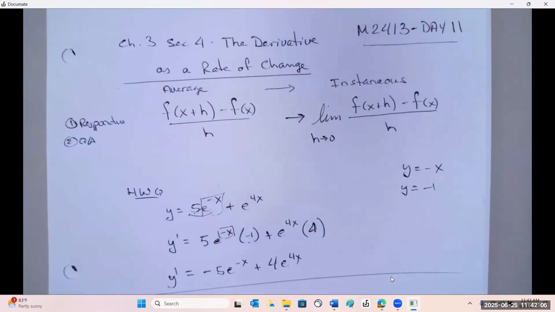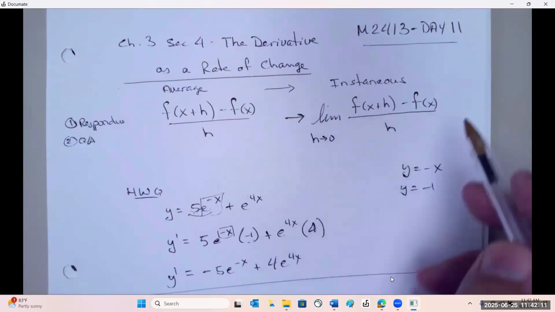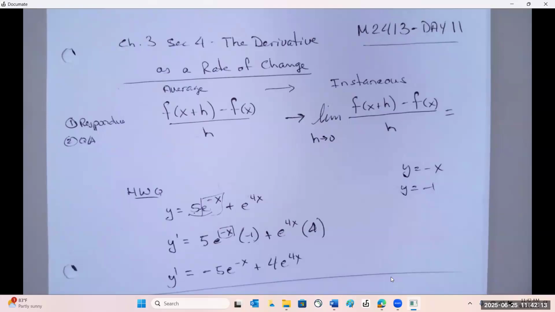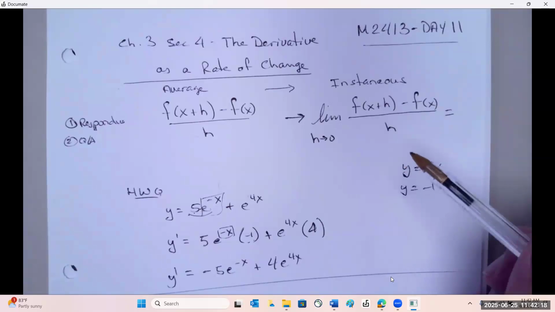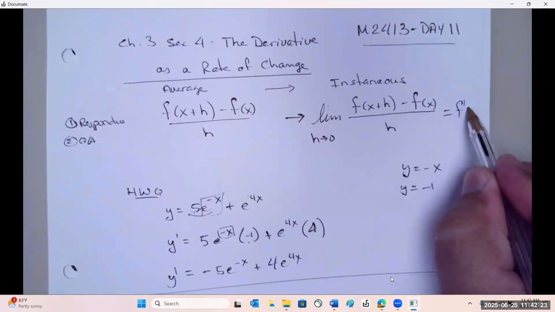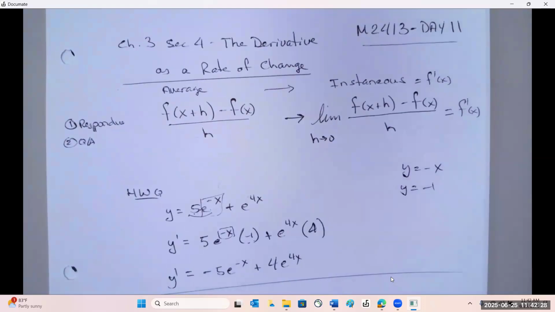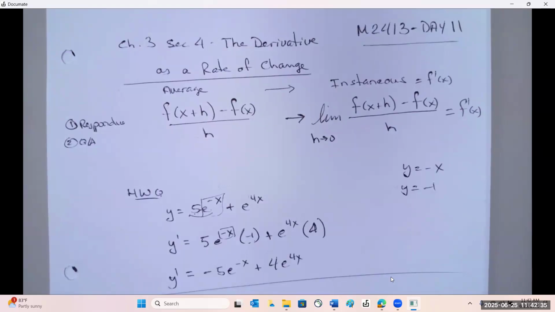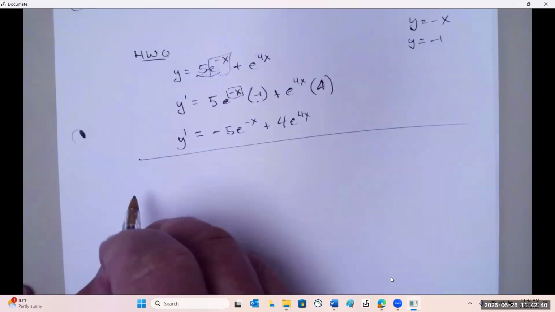From our discussions earlier, we know it gives us a slope, but what else does this equation equal? The derivative. So the derivative is the instantaneous rate of change at any given value x, which is the definition.